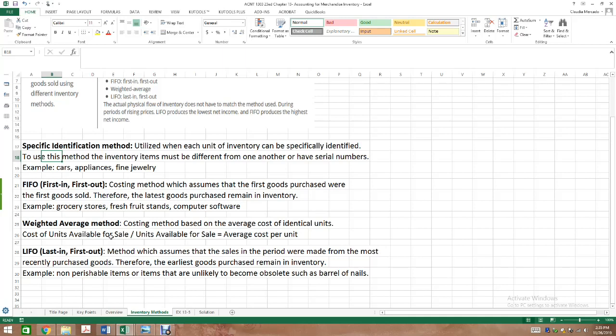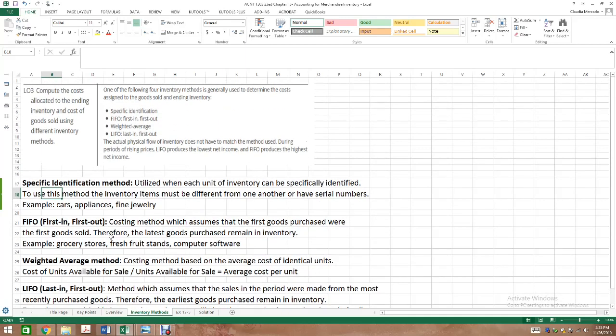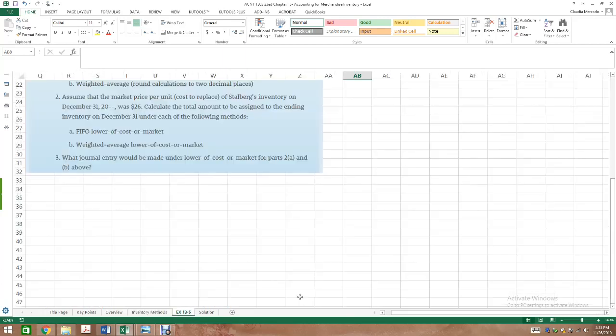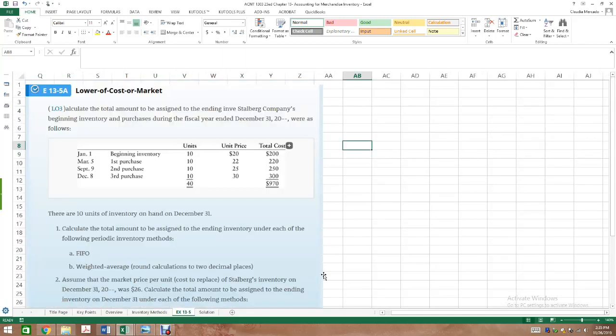So we're going to apply these concepts to a particular problem. Just remember, there's two main inventory methods. We've gone over each of them. Now, the example that I am going to go over with you deals with inventory using two of the methods that I just spoke about. And we're also going to be determining the lower of cost or market. So the problem that I'm going to be covering is exercise 13.5, lower of cost or market.